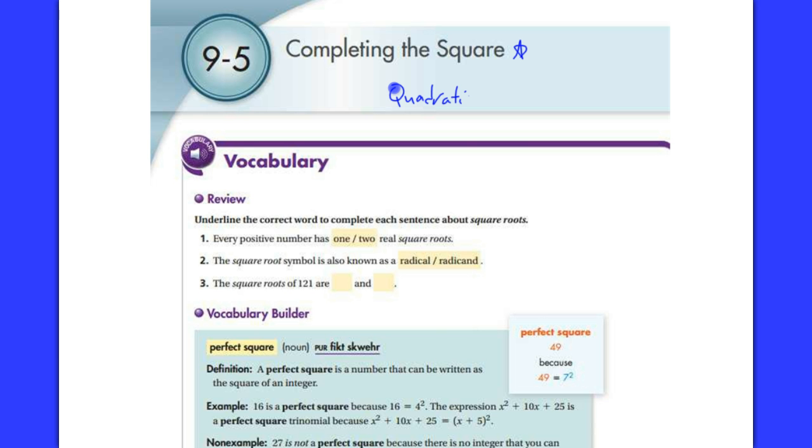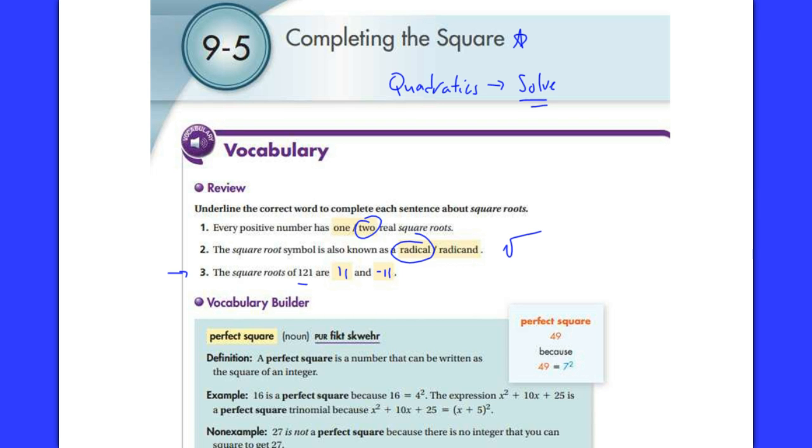Okay, so we can solve quadratics using this method, completing the square. Well, every positive number we've learned has two square roots, and the square root symbol is called a radical sign. That little check mark looking division-like symbol thing is called a radical. And the square roots, an example of 121, well, 11 times 11 is 121, or negative 11 times negative 11. So that's what we mean.